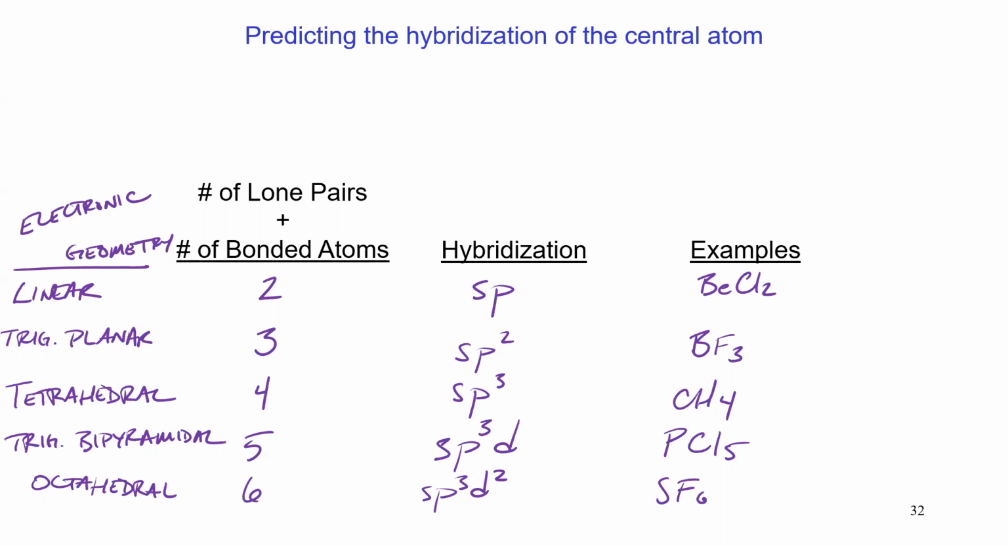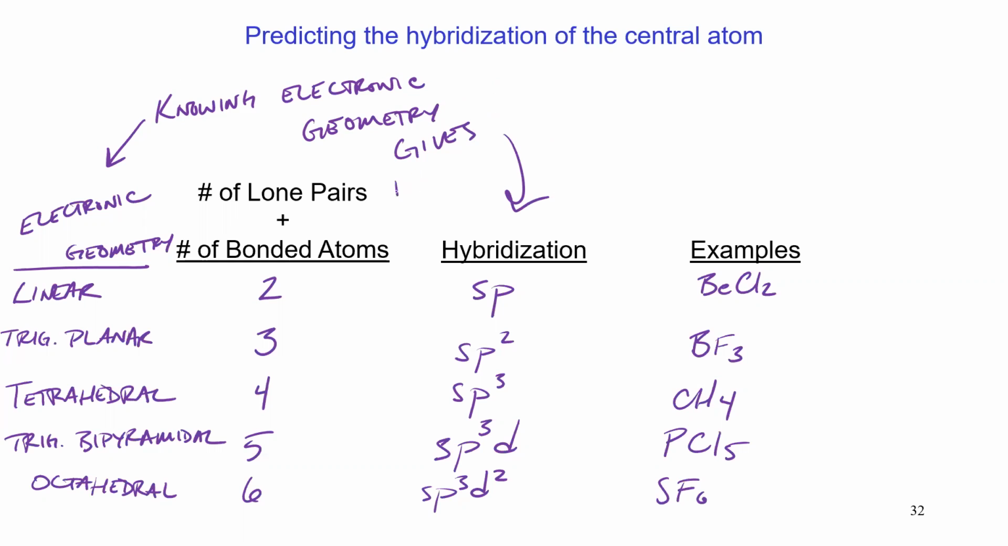And so knowing this electronic geometry will help you know the hybridization required. So if we can draw a Lewis structure and we can figure out the electronic geometry, right, then we can figure out what the hybridization should be for that molecule.